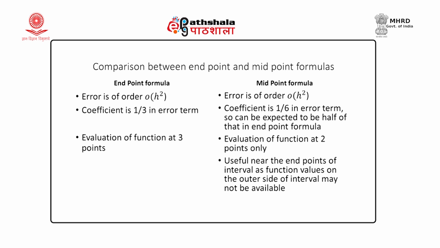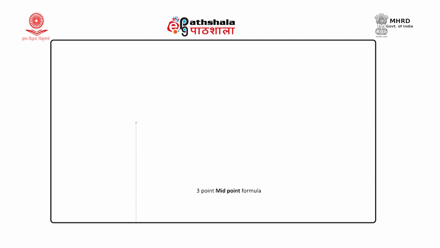So, this is the comparison between the endpoint and the midpoint formulas. Error of course is the same, of the order of h square; the coefficient is 1 by 3 in the error term, whereas in the midpoint it is 1 by 6. So, it is half. Evaluation of function is at 3 points, whereas here it is only 2 points. So, the midpoint formula is more suitable error-wise, and the endpoint formula will be more suitable when you want to estimate the derivative at the endpoint. When you need to estimate the derivative at the endpoint, at that time the endpoint formula is more suitable.